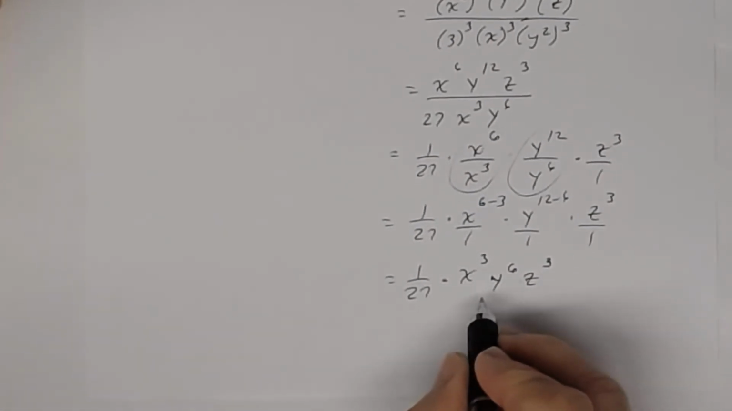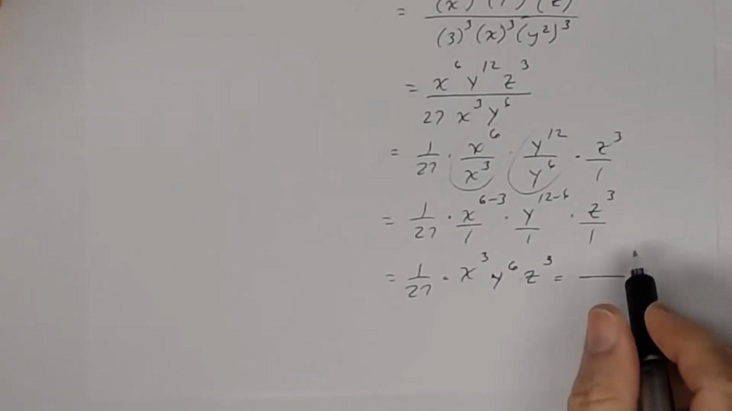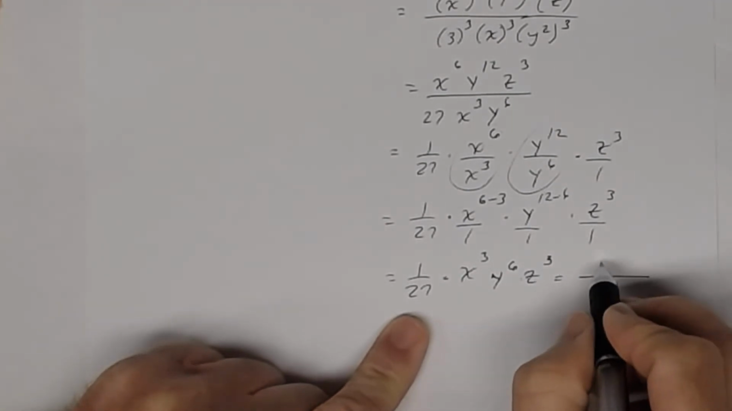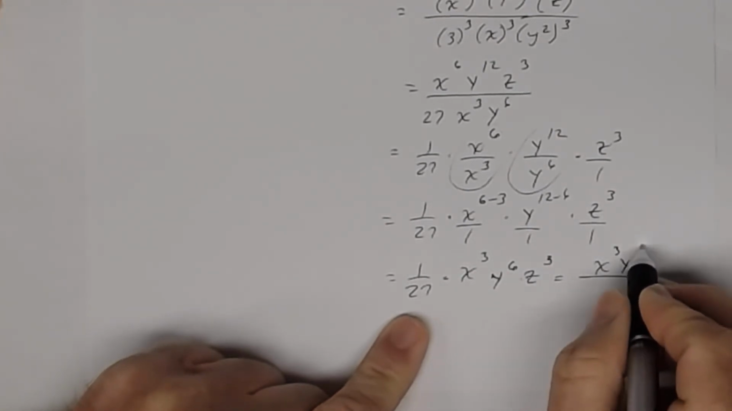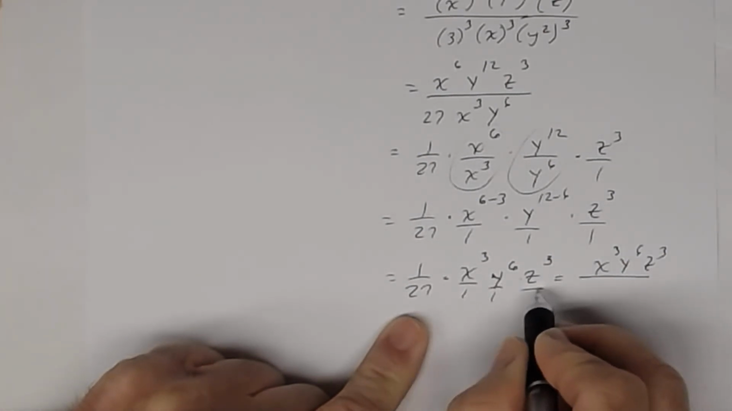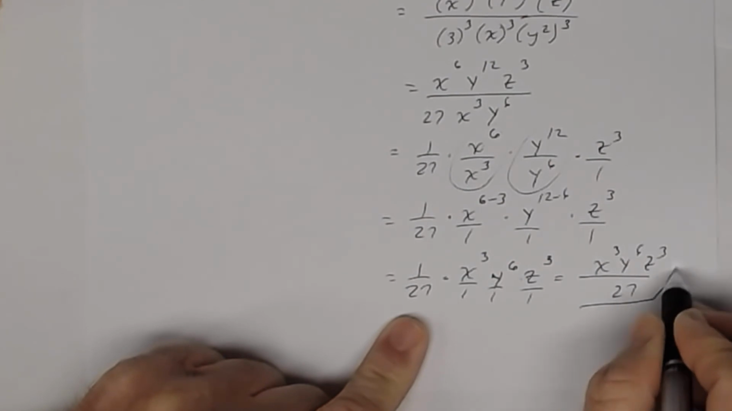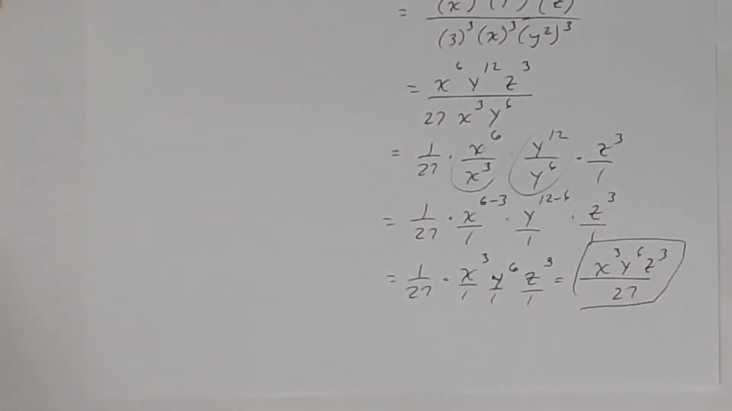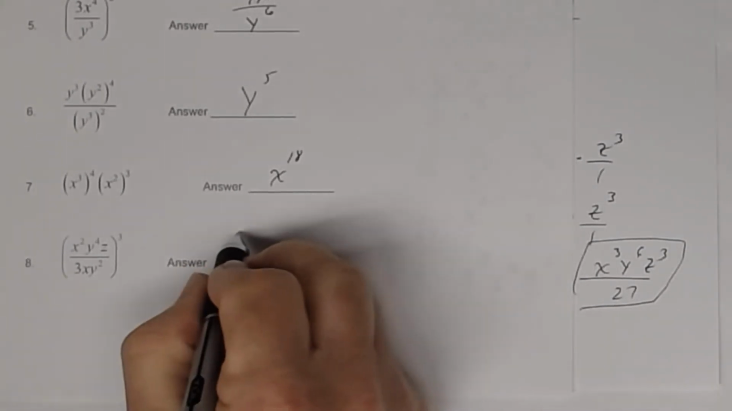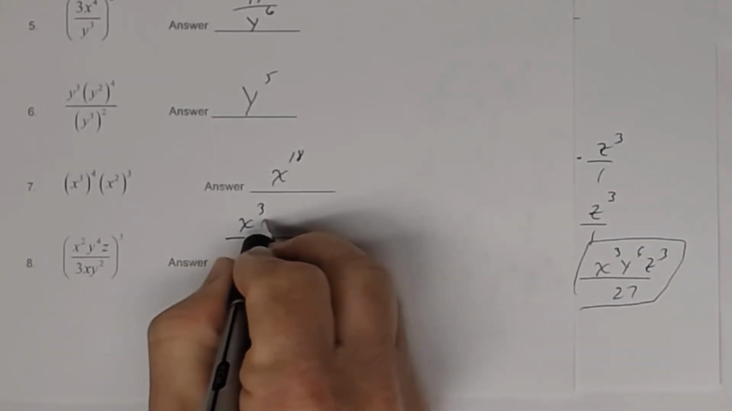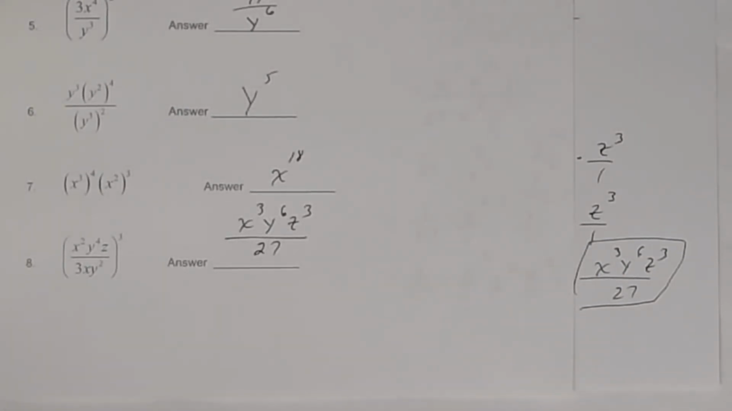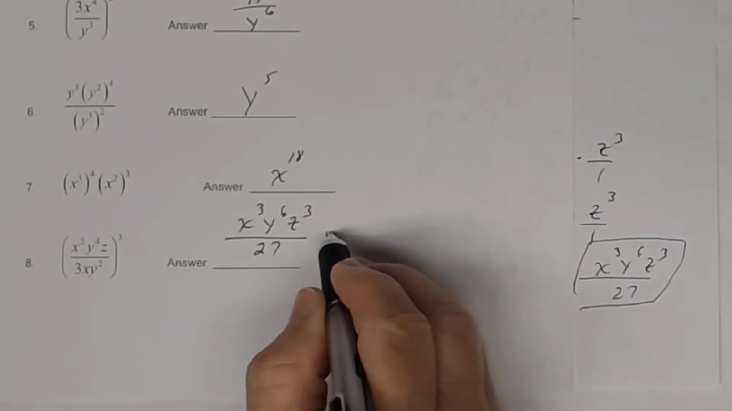And then what I would do at this point, what you should do at this point, is write this as one fraction. So 1 times x to the third times y to the 6 times z cubed is x to the third, y to the 6, z cubed, divided by, and then 27 times 1, all these ones here, is just 27. And there's your answer. Okay? So the answer is in the numerator you have x cubed, y to the 6, z to the third power, divided by 27.